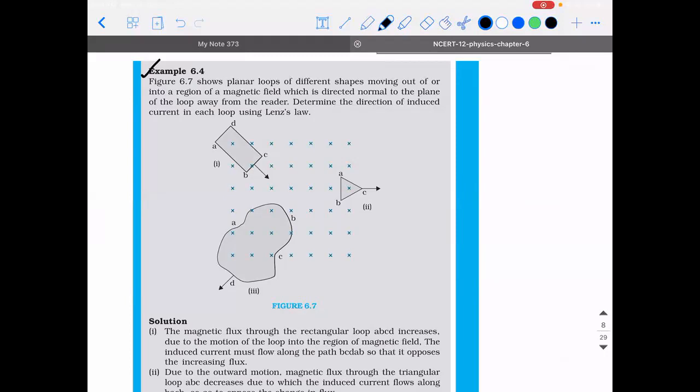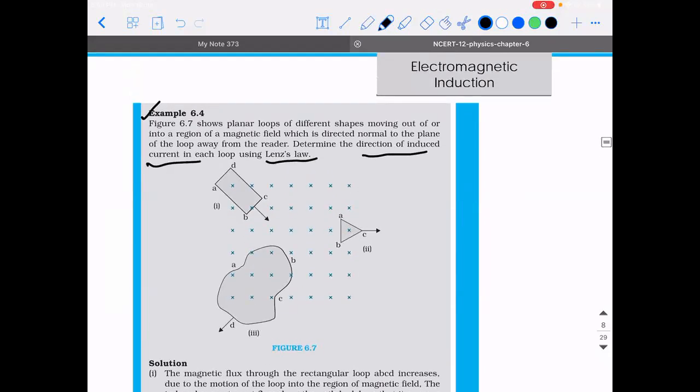Yes, Lenz law is possible. But how are you going to use it and find the direction? We need to find the direction of the induced current in each loop. For that, I'm just going to give you some techniques which I follow to solve a problem.